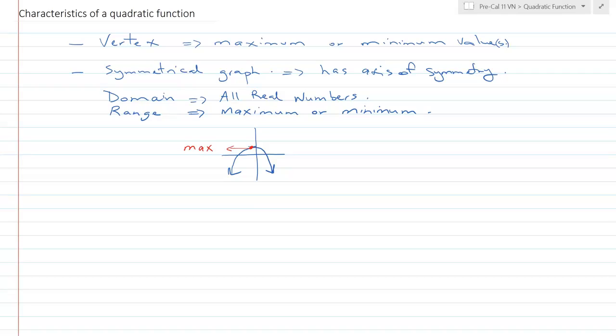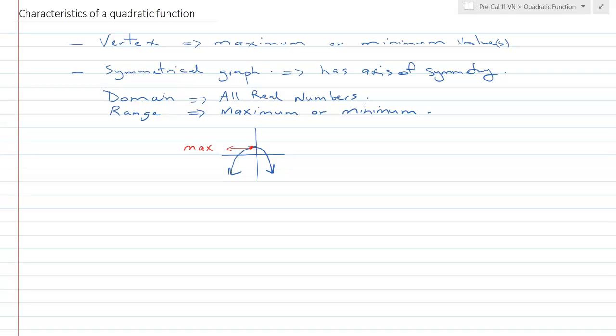Okay, let's look at characteristics of any quadratic function and the graph of it. It has a vertex, and the vertex is usually where the maximum or minimum part of the graph is. That's the coordinate, and usually the maximum or minimum value represents the y value. The graph is symmetrical, if you remember, right?